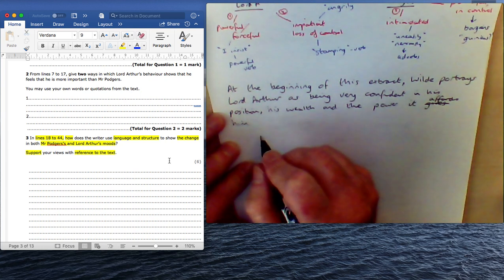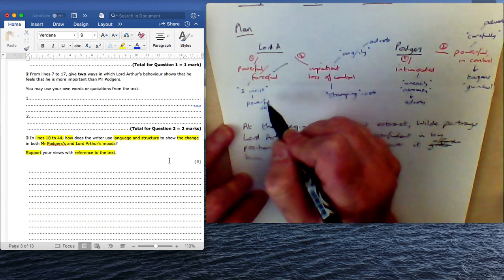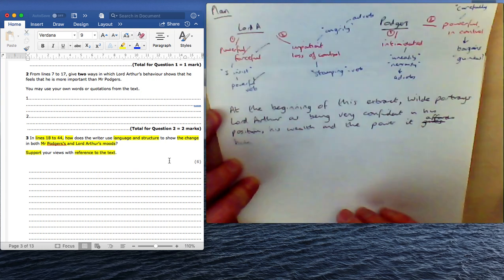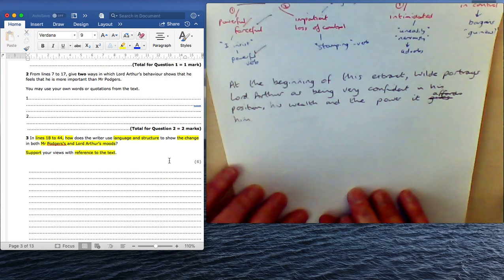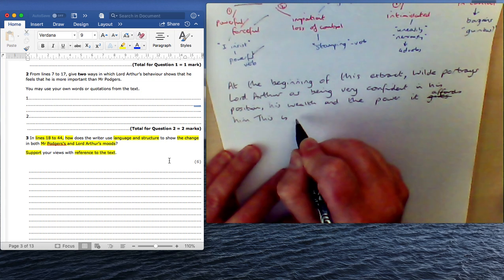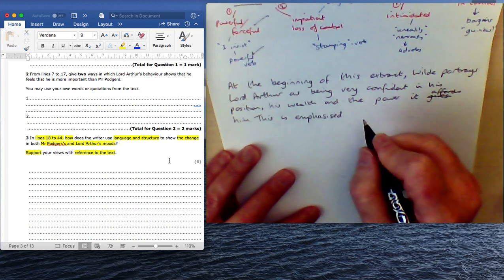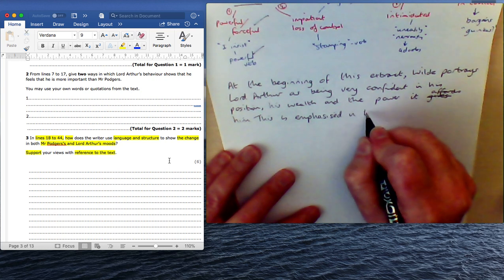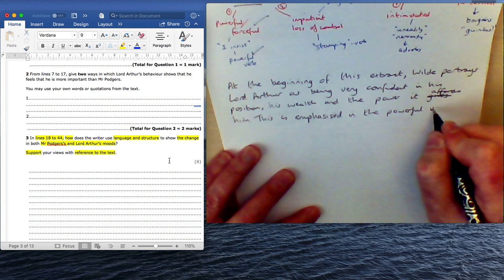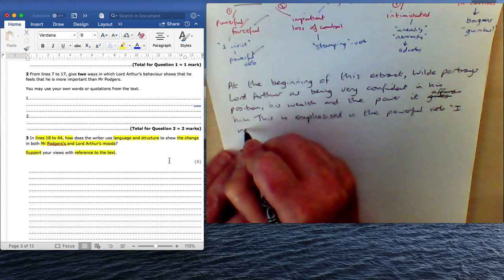Now, I want to use one of my ideas. So I've said up here, I've used that idea. I want to now move on to my language analysis because I've made a structural point. So I'm going to move on to talk about how he insists. So this is emphasized in the powerful verb I insist.